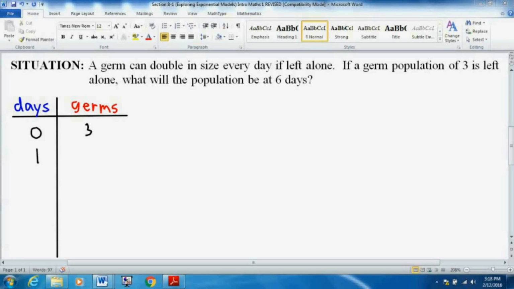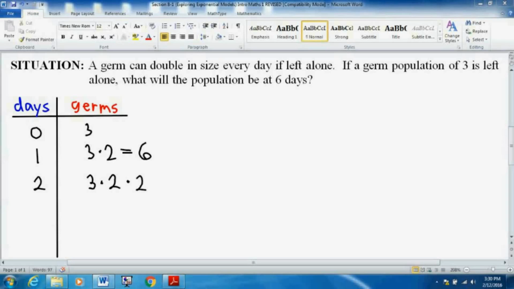At 1 day, we have 3 germs times 2, which gives us a germ population of 6, and that is because the population doubled. At 2 days, we're going to double the population from the previous day, and that is to say we will do 3 times 2, and then we're going to multiply that again times 2. Notice that 3 times 2 is really 6, which we are supposed to double, which will give us 12.